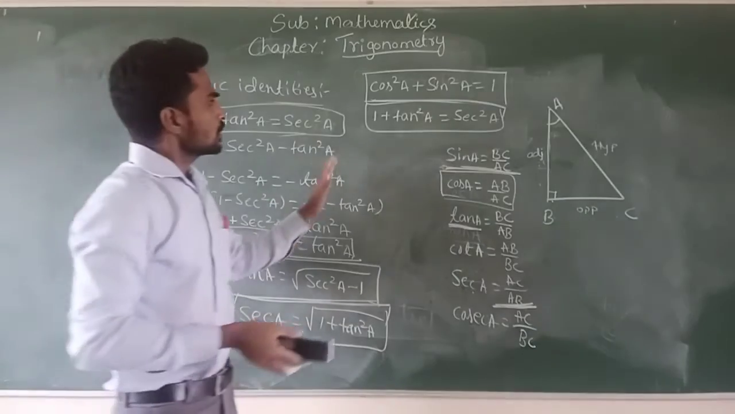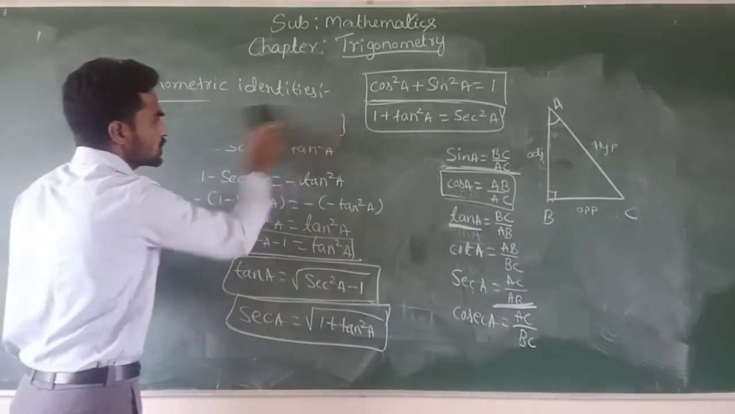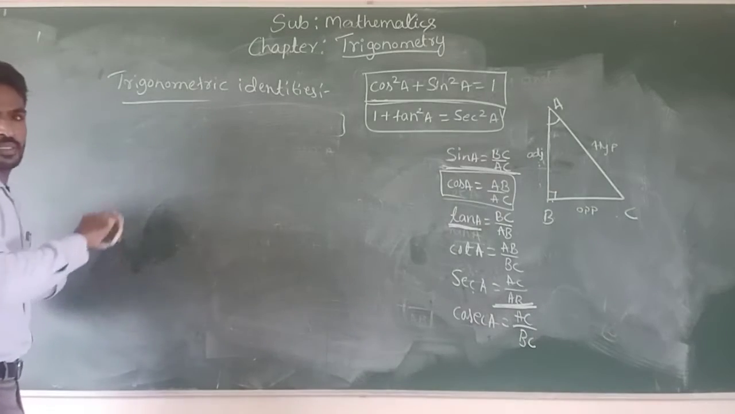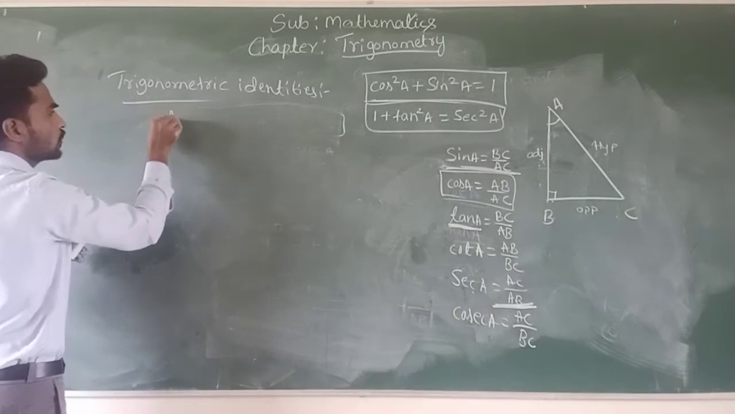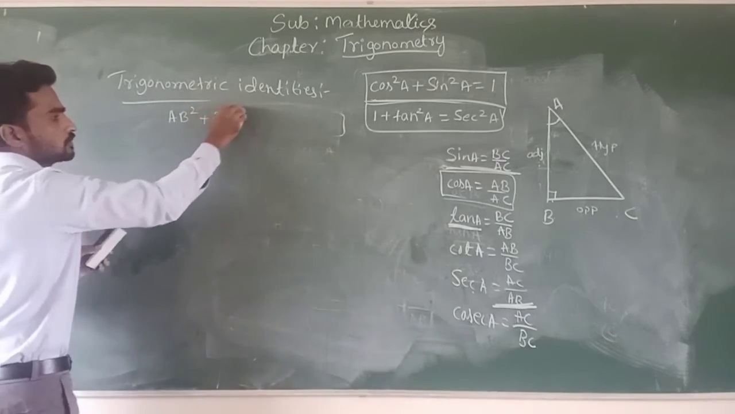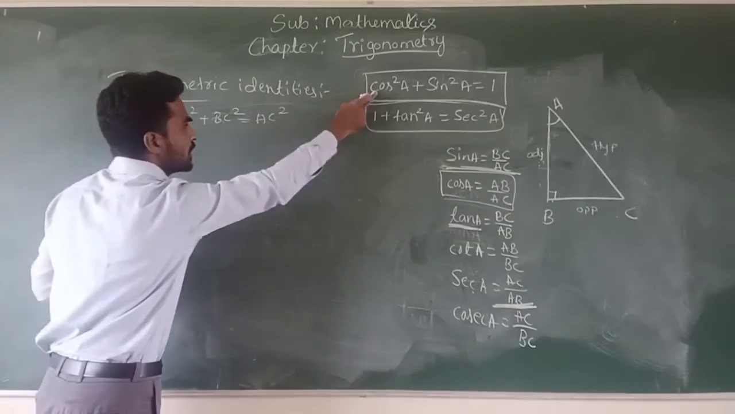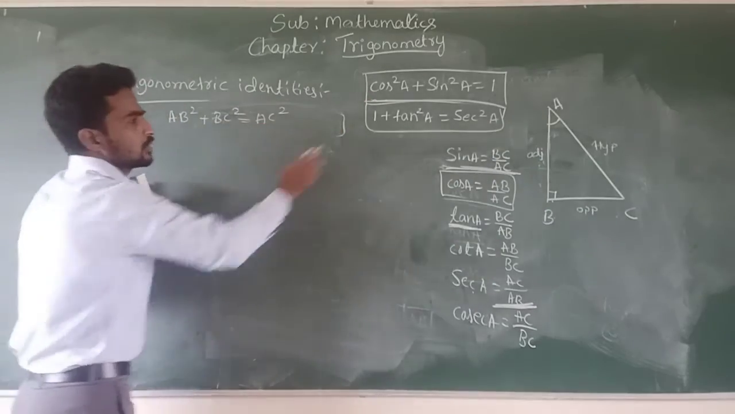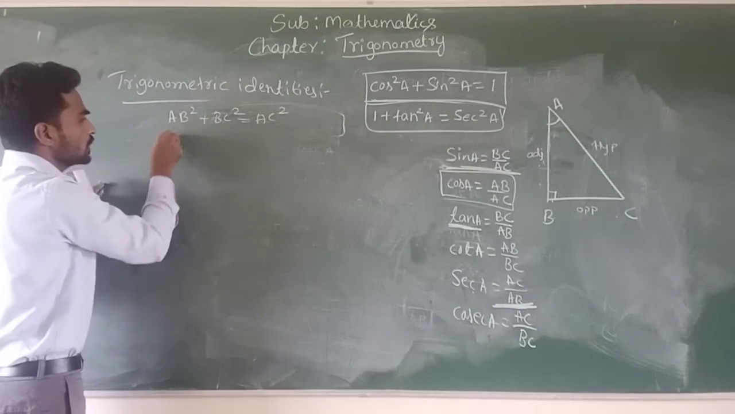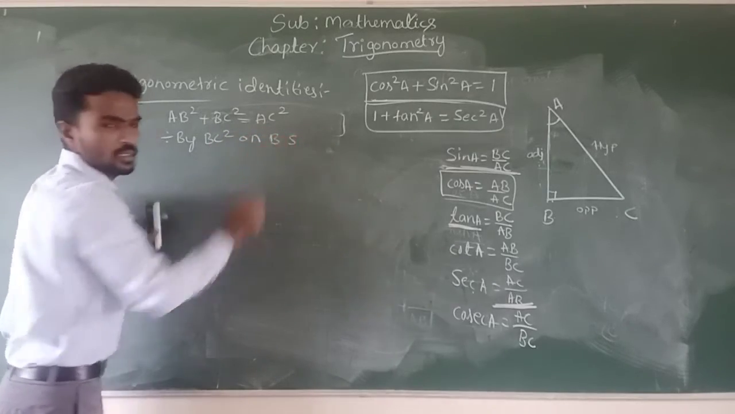Similarly, we can prove another trigonometric identity by using the same Pythagoras theorem. We already know that AB square plus BC square is equal to AC square. For the previous identity we divided by AC. For this identity we divide by AB. Now we divide by BC square on both sides.